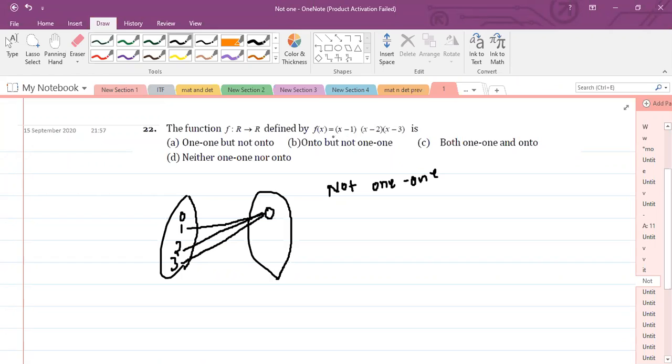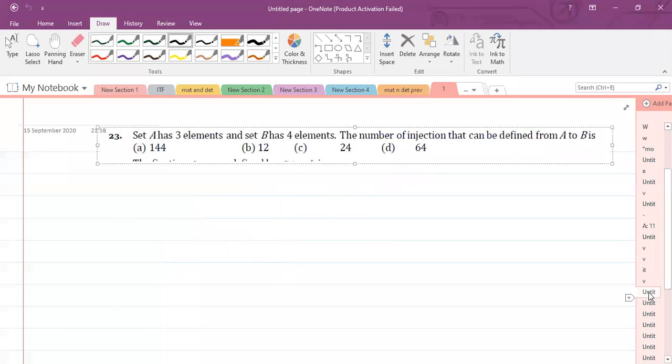But if you multiply this, f of x is equal to x minus 1 into x minus 2 into x minus 3, then the highest term will be x cube. Therefore, since it is odd and it is from R to R, it will be onto, but not one-one. Next problem.